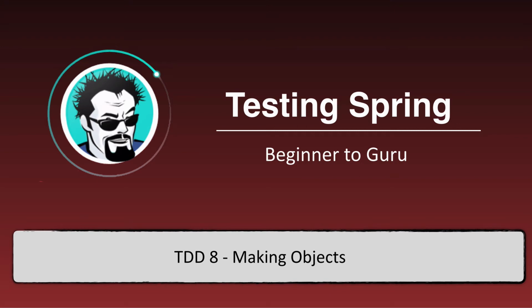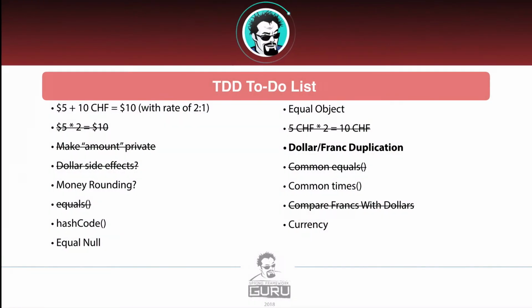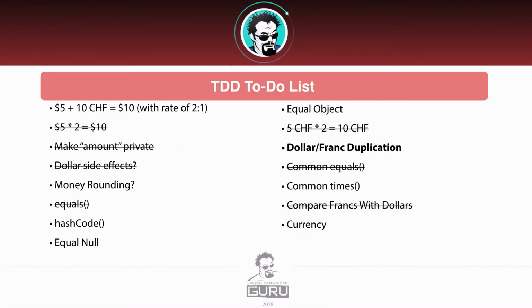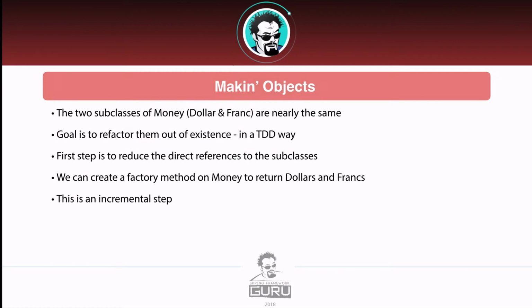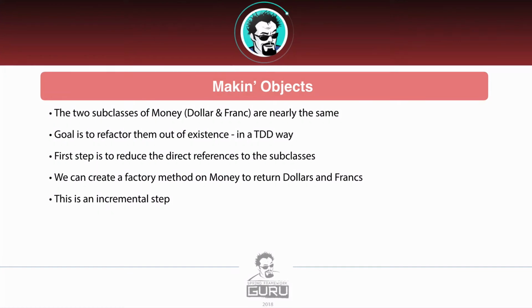In this video, we are going to take a look at the test-driven development book, Chapter 8, Making Objects. So on our to-do list, I've highlighted in bold the dollar-franc duplication, and we're going to be looking at that in this video. Now, right now, the two subclasses of money, dollar and franc, are nearly the same. Actually, they are the same.